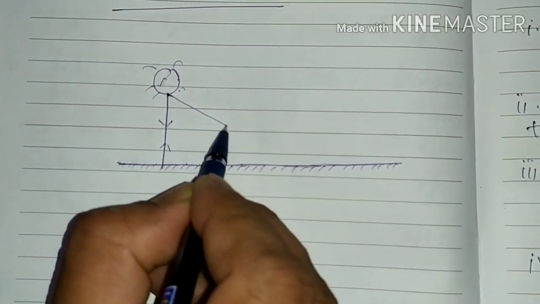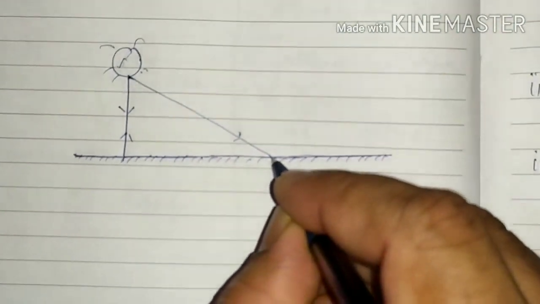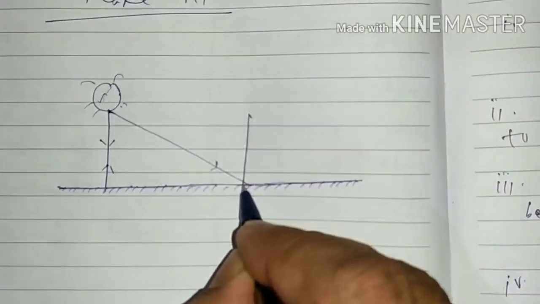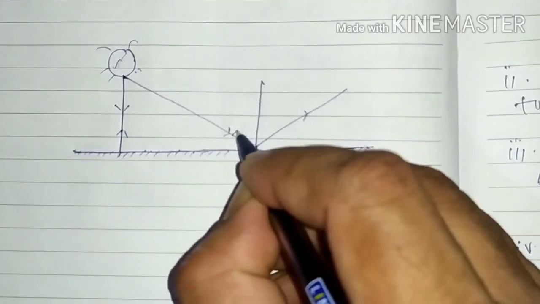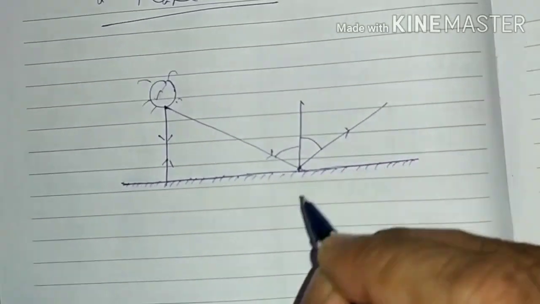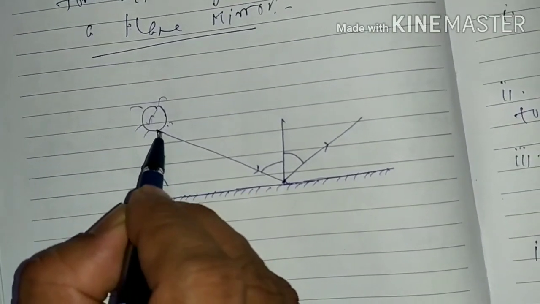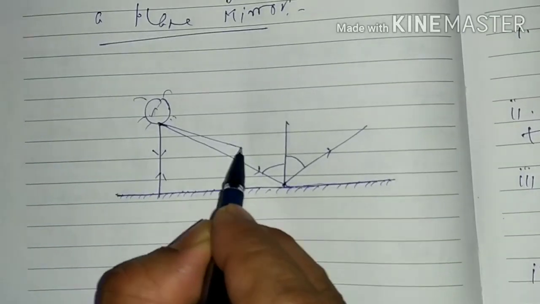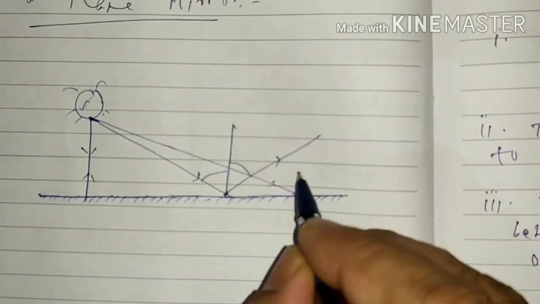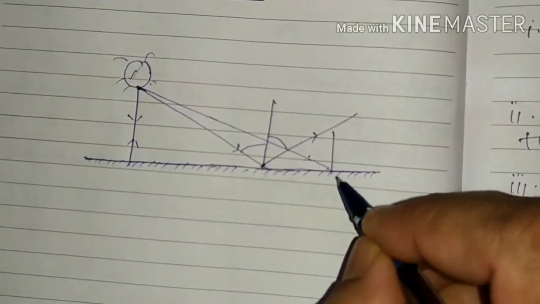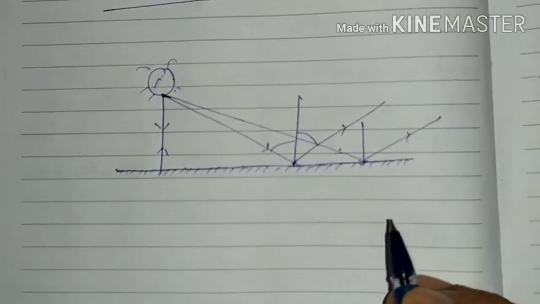First, suppose this is a ray of light and it is incident at this point. We draw a normal here. Then, obeying the laws of reflection, we know this is the angle of incidence and this is the angle of reflection. This ray of light reflects. We take another ray of light. Suppose it is incident here. Once again, we draw a normal here, and obeying the same law of reflection, it reflects in this direction.